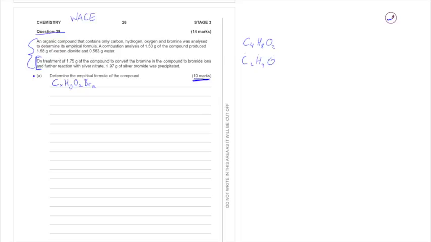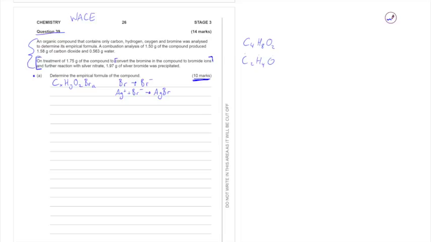So the first reaction that we have is bromine goes straight to bromide ions. I'm not going to put in the states for now. So that's our first reaction, which is covered right here. And then the second reaction is further reaction with silver nitrate. Now, silver nitrate is going to dissociate into both silver and nitrate, and nitrate has a charge of minus 1. So that means that silver nitrate is going to have Ag+ and Br- goes to AgBr.